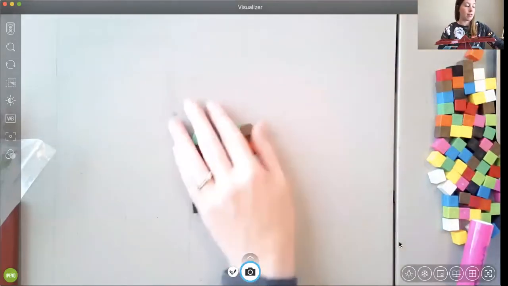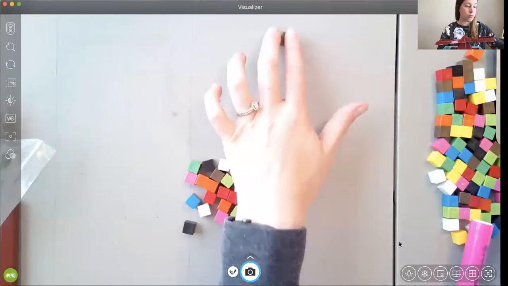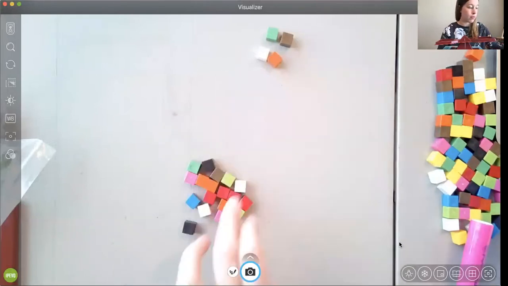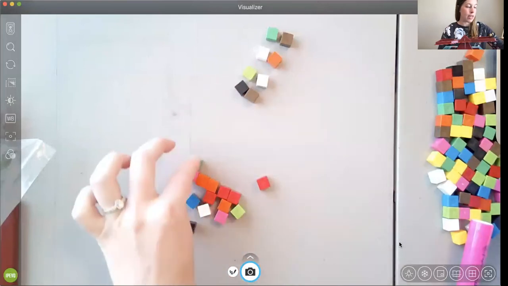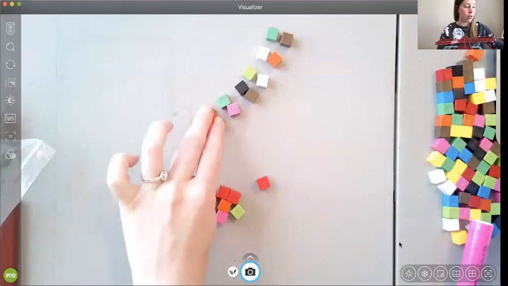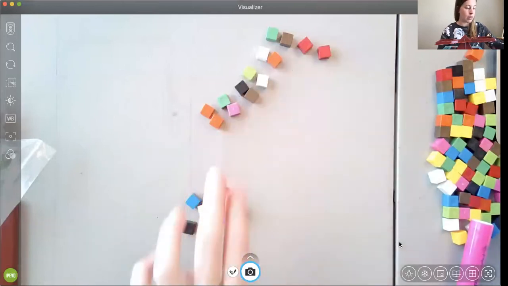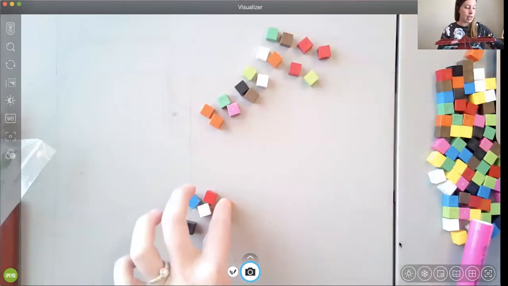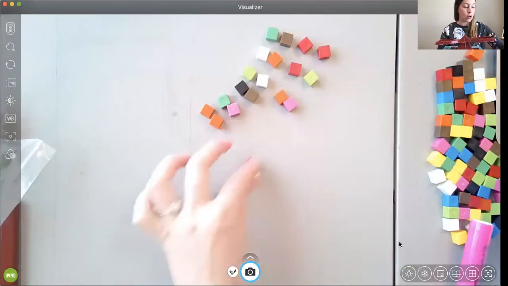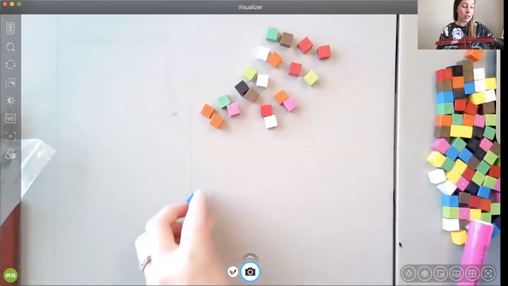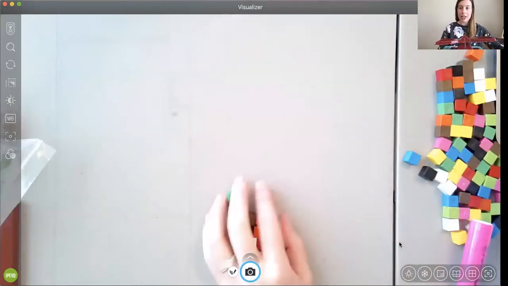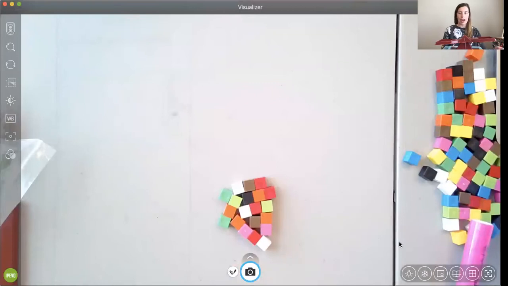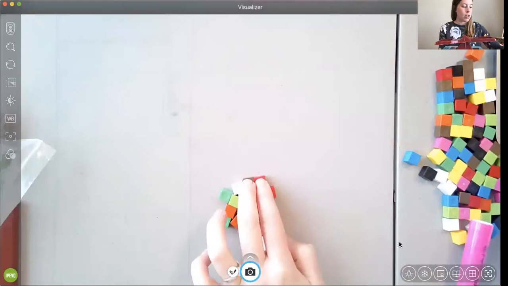Let's do that again. Ready? 2, 4, 6, 8, 10, 12, 14, 16, 18, 20, and then it would be 22. Let's practice one more time. I like the cubes. I hope you do too. I think it gives you a good visual representation of kind of what's going on, right?